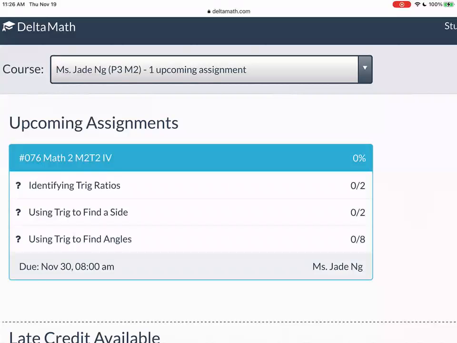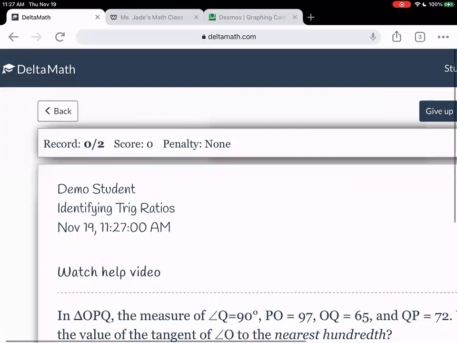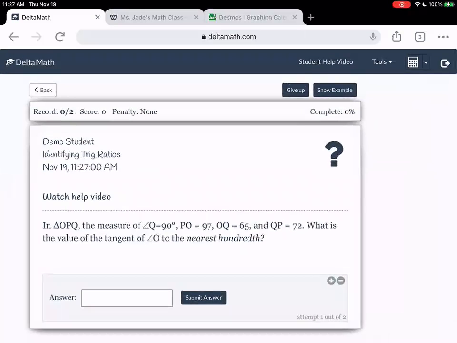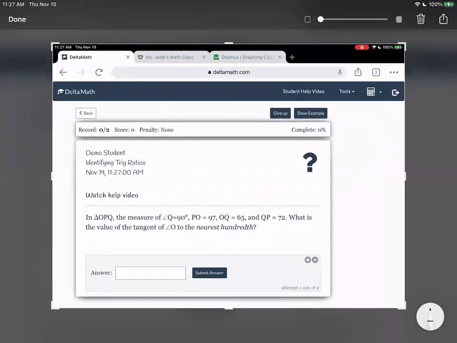Starting with identifying trig ratios. Okay, so we have triangle OPQ, and we're going to draw it out because it's a little bit hard to do this stuff without a picture. So I'm going to draw a right triangle because in all of our cases we deal with right triangles.